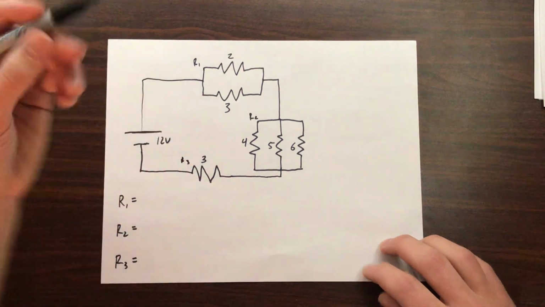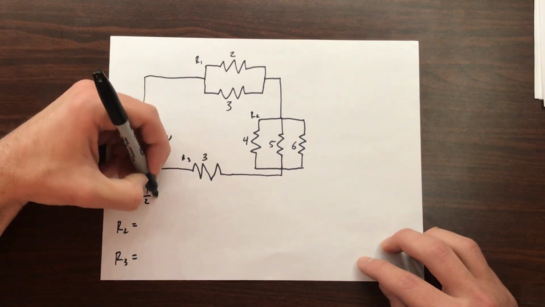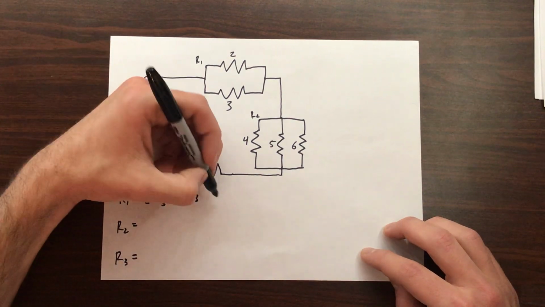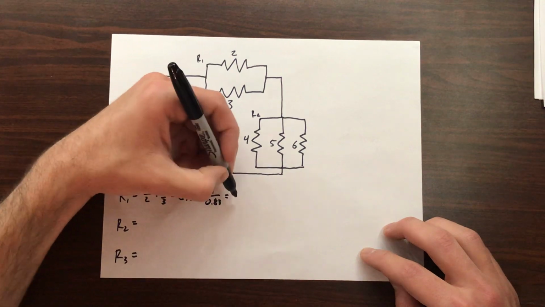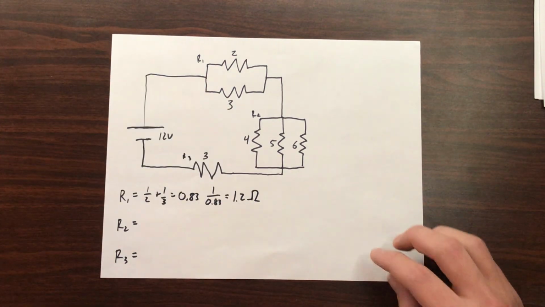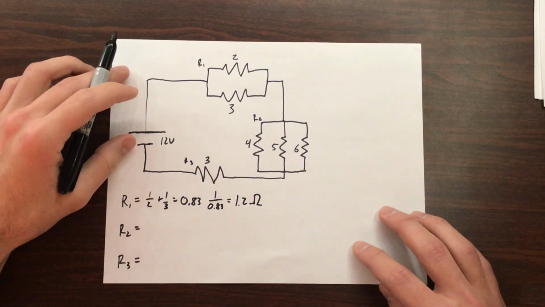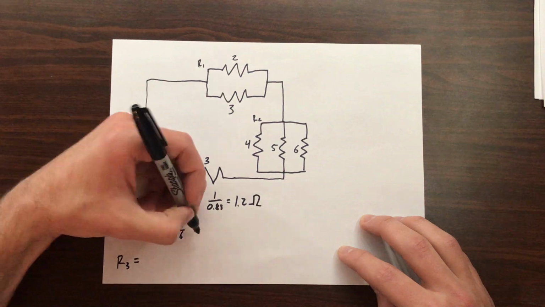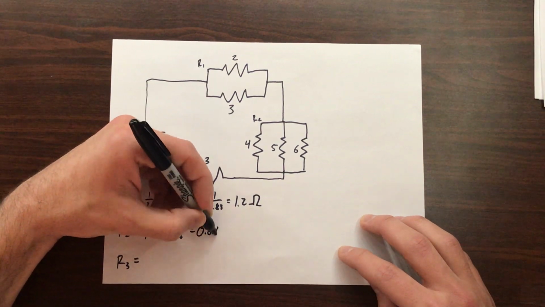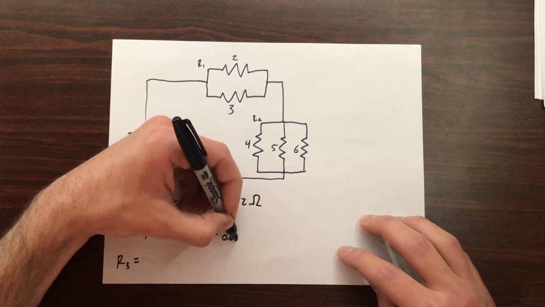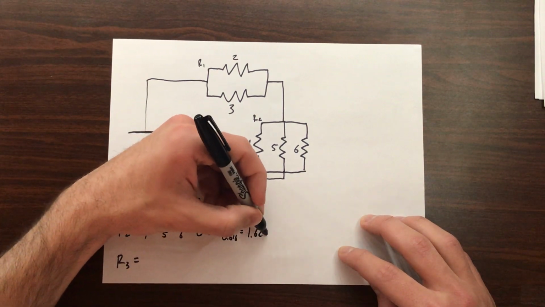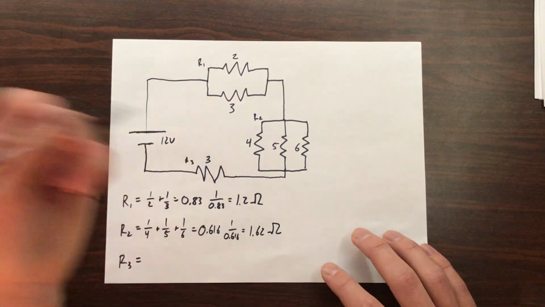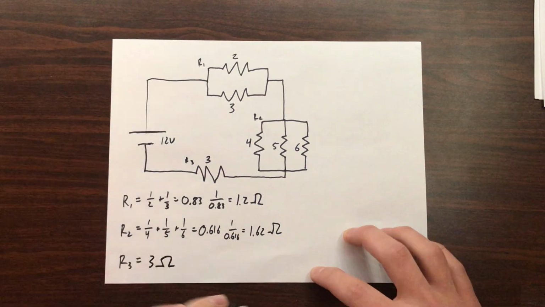To solve for R1, first we'll just do that by itself. 1 over 2 plus 1 over 3, which is equal to 0.83. You take 1 over that, and that equals 1.2 ohms, okay? So this whole value together equals 1.2 ohms. For R2, we'll do 1 over 4 plus 1 over 5 plus 1 over 6, which equals 0.616. Take 1 over that, and that's going to give you a value of 1.62 ohms. Sorry, my ohms are terrible when I draw them. And the value of R3, we can already see, is 3 ohms, okay?